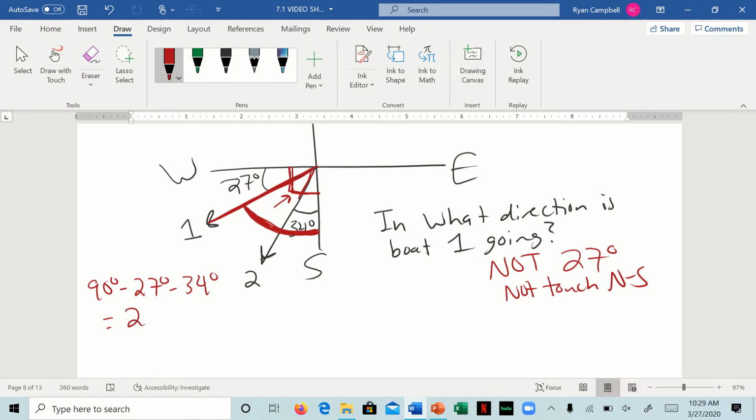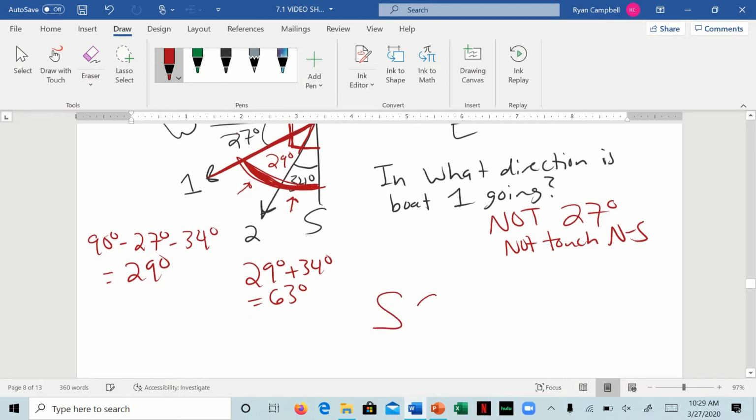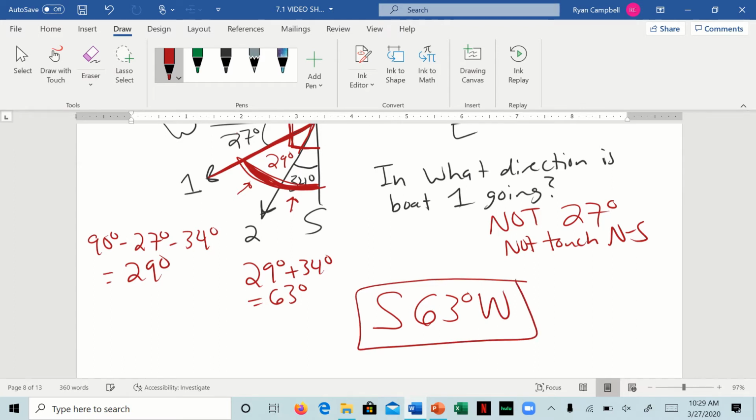And we end up with 29 degrees. So this little angle is 29 degrees. So if this is 29 degrees and this is 34 degrees, we can see the whole angle is 36 degrees, which means that we are going south 63 degrees west, right?